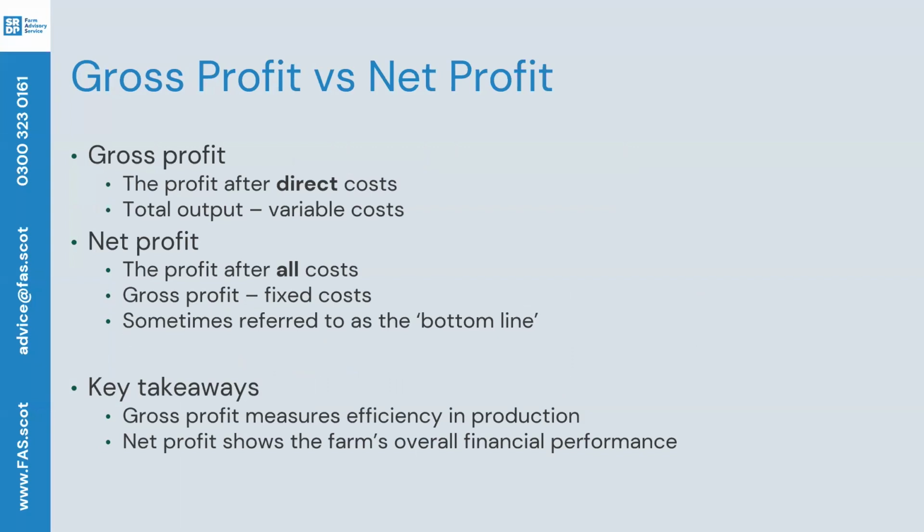So we've accounted for all of your income, we've accounted for all of your expenses, and then we get your net profit, which is sometimes referred to as the bottom line of your accounts. So that's your bottom line.